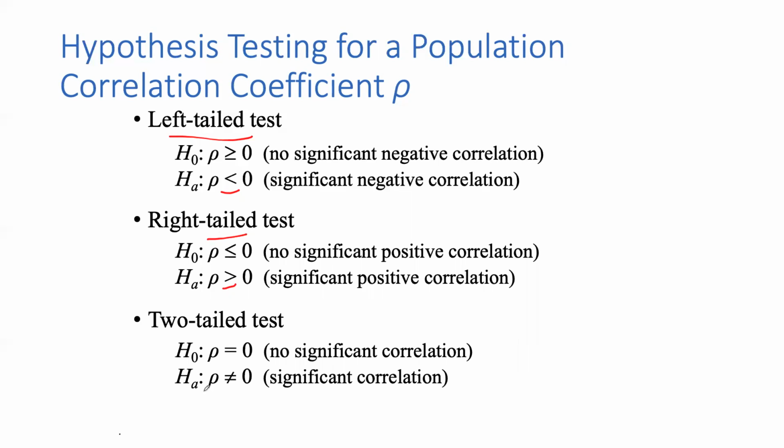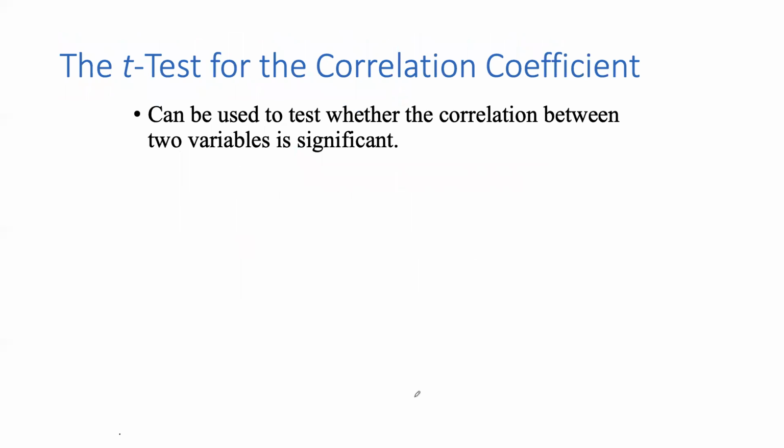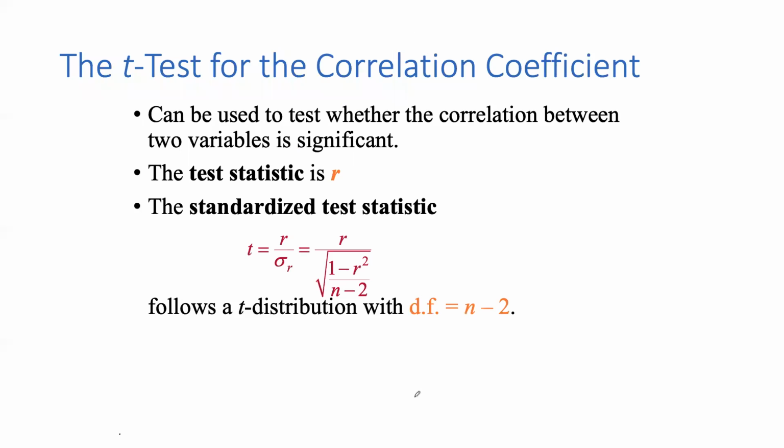And when you do a two tail test, rho is equal to 0, meaning there is no significant correlation, and the alternative is rho is not equal to 0, which suggests that there is significant correlation between the two. Okay? So this t-test that we use for the correlation coefficient can be used to test whether the correlation between any two variables is significant or not. Okay? The test statistic is what we call T. Sorry. The way we calculate this is using a formula where we take the calculated correlation coefficient and divide by the standard deviation of that correlation coefficient.